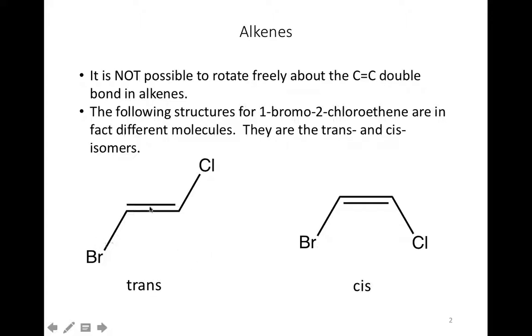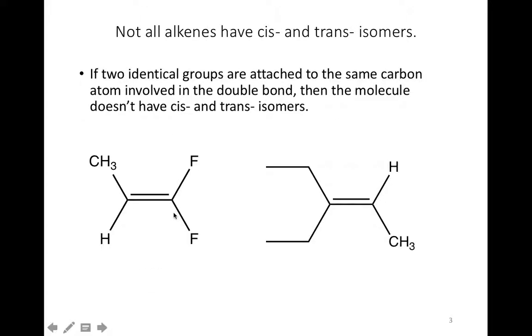So if the similar groups are on opposite sides of the carbon-carbon double bond, as they are here, then that's the trans isomer. If the two similar groups are on the same side of the carbon-carbon double bond as they are here, then that's the cis isomer. And of course, what we're not showing here is that there are hydrogens coming off at these other positions, so that carbon has 4 bonds. And sometimes when we talk about cis and trans isomers, we show the hydrogens, and sometimes we just know that they're there. So in this picture, I'm actually showing the hydrogens.